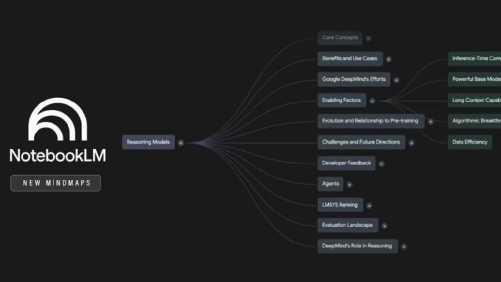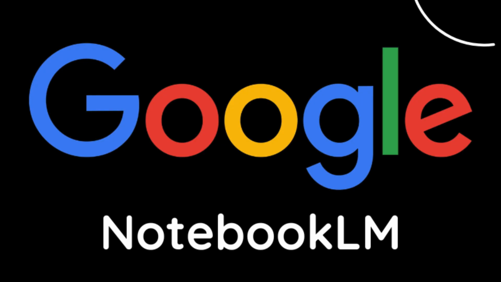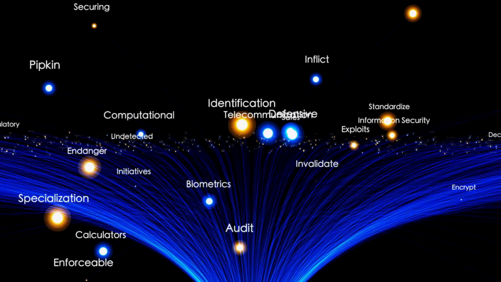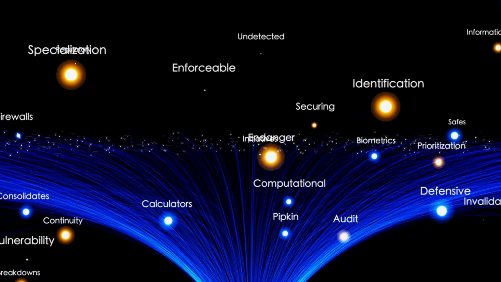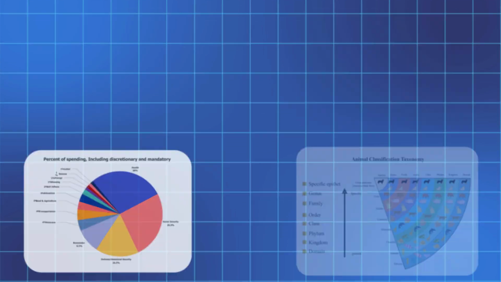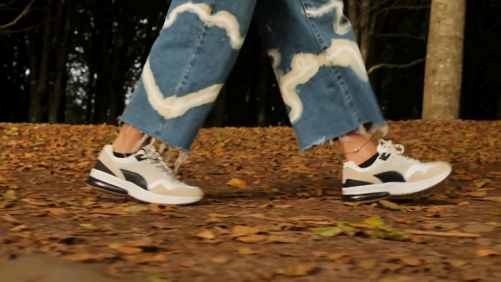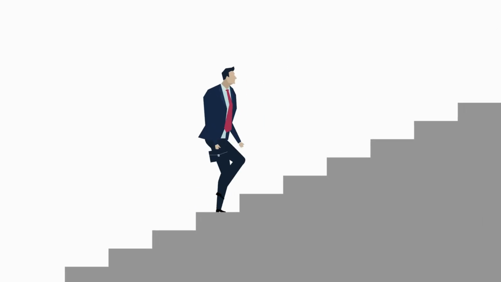That's where NotebookLM by Google comes in. This AI-powered tool transforms your scattered information into smart mind maps and easy-to-understand insights. Stick around. I'll walk you through how it works, step by step.